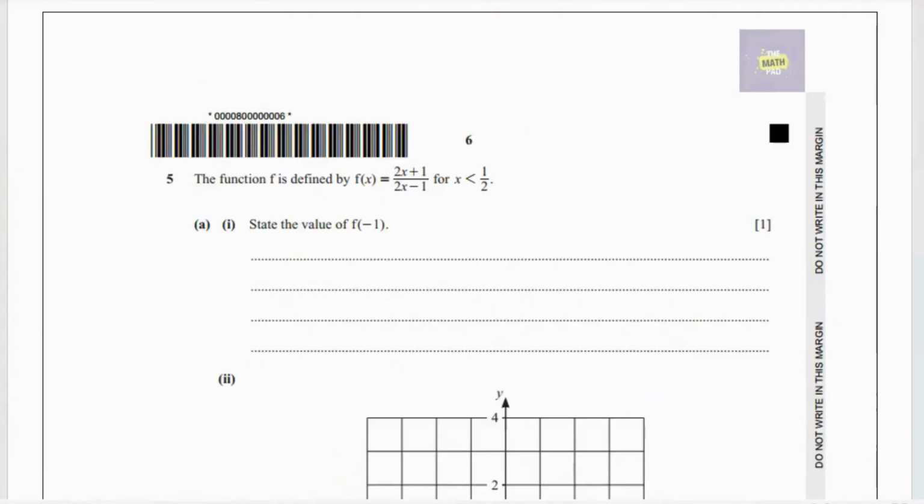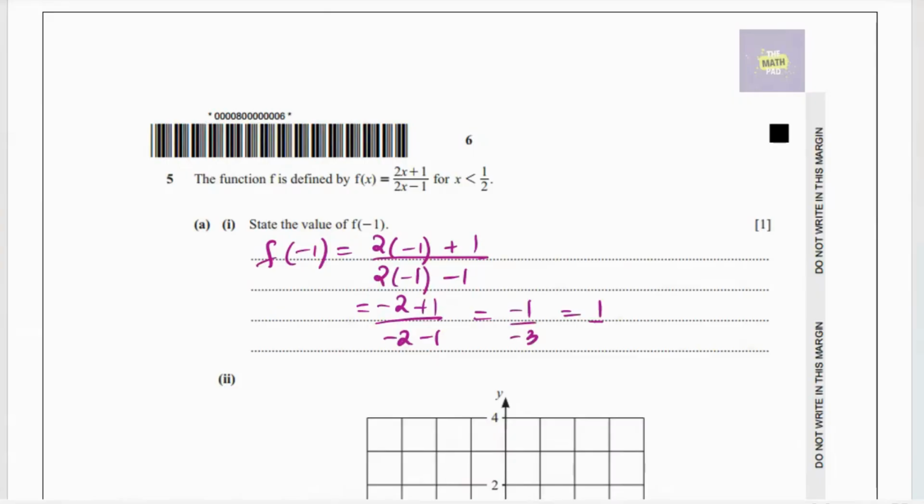Then it says the function f is defined by f of x equals 2x plus 1 over 2x minus 1 for x less than 1 over 2. State the value of f of -1. So we just put x equals -1 in the domain. That's going to be 2 times -1 plus 1 over 2 times -1 minus 1, which is -2 plus 1 over -2 minus 1. That's -1 over -3, which is 1 over 3. That's your answer.